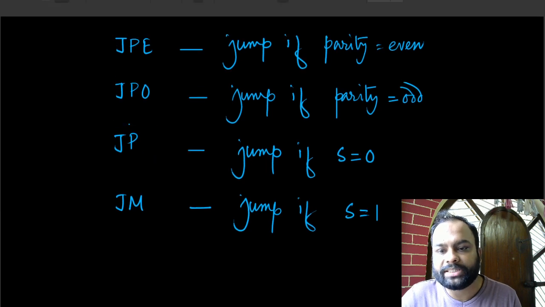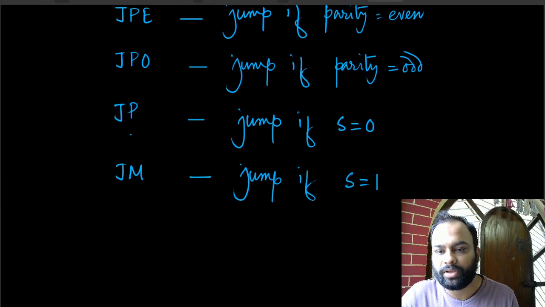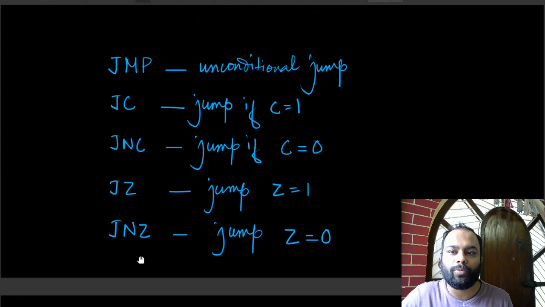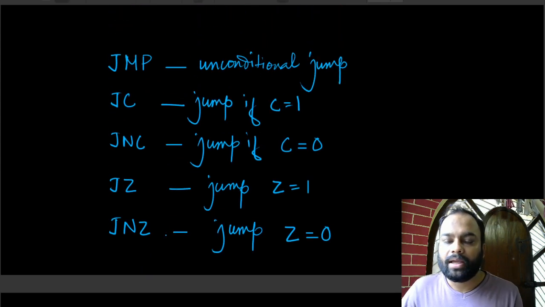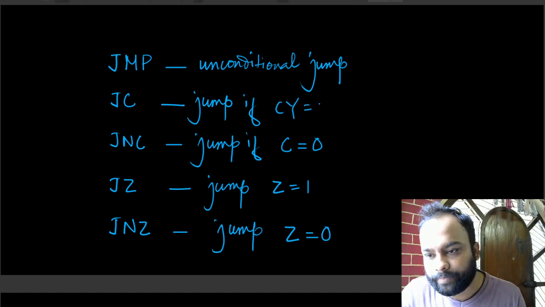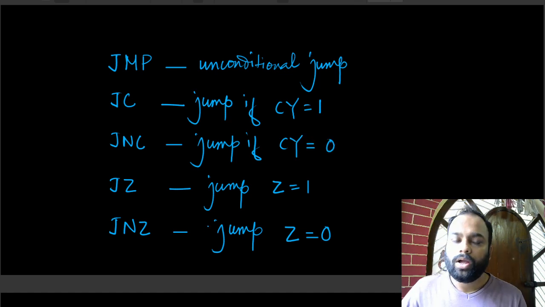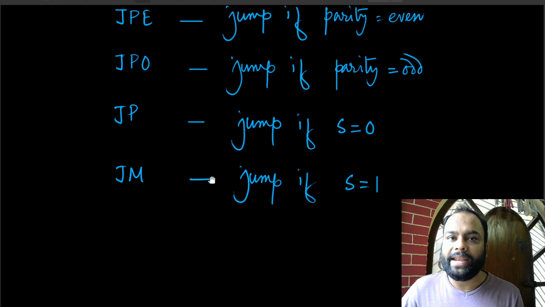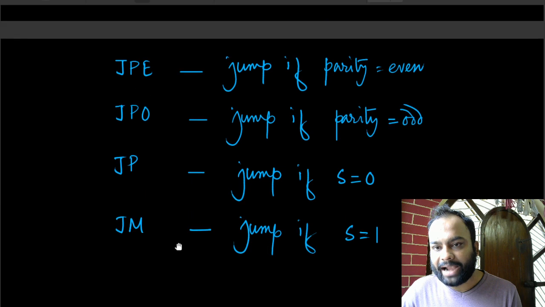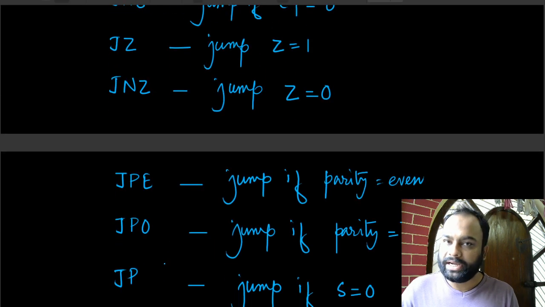Then we check whether the result is positive. So jump positive, jump minus, not jump negative, but jump minus. So it checks the sign flag. So you can understand we don't have to separately check the carry flag and everything. And the carry flag is written as CY. So we can execute any of these jump instructions based on what we need, and using that we can do conditional statements.